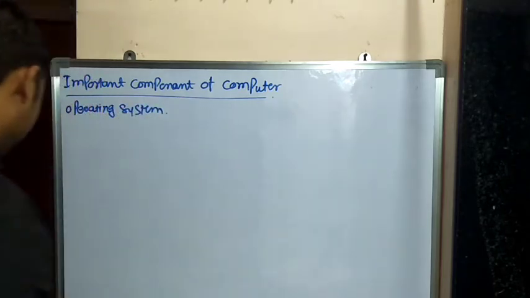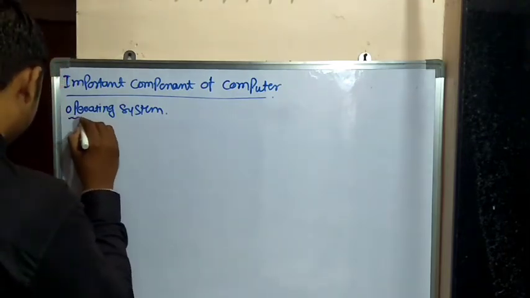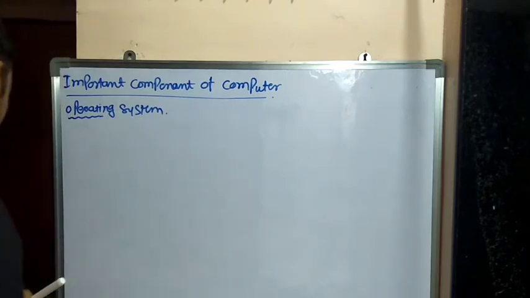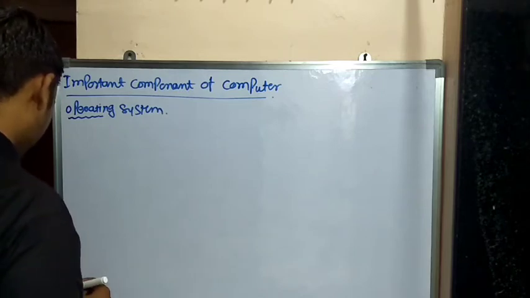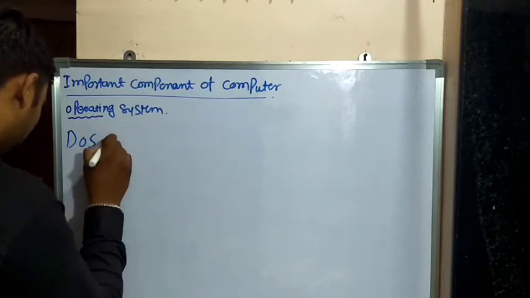Operating system, in which, what is meant by operating system? So an operating system is a program which provides a means of communication between the computer and the person working on it. This is also known as DOS. What is meant by DOS?